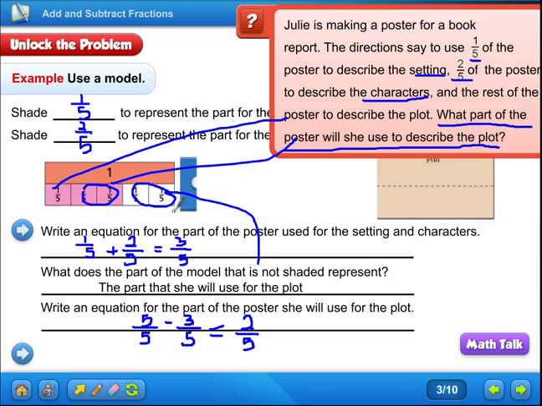This is the whole thing, 5/5. She's using 1, 2, 3/5. So what does she have left over for the plot? If your bottoms are the same, subtract your tops. 5 minus 3 equals 2. All right, so Julie will use 2/5 of the poster to describe the plot.